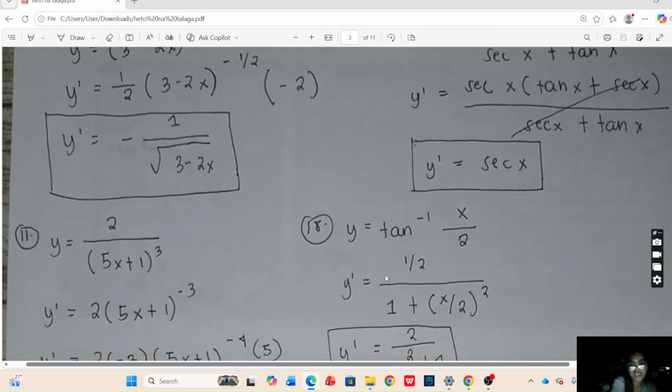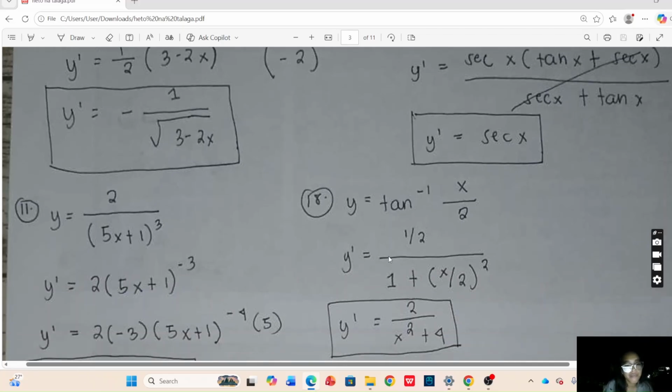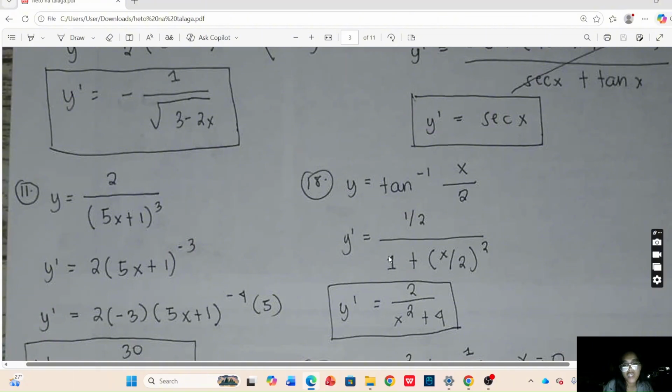So I think that's very easy. Now we have number 18. The function of tangent raised to negative 1 times x over 2. So that, we use the derivative formula of inverse tangent, since we have tangent raised to negative 1, and that in logarithm is actually an inverse.